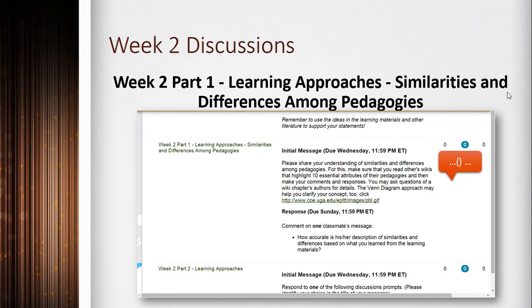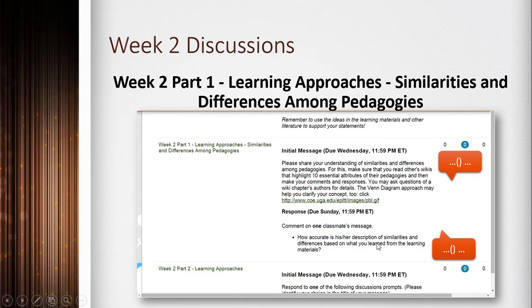For your initial message, take a look at those pedagogies and share your understanding of the differences among them. For the responses, compare and contrast what you said with the similarities and differences that your classmates found, and see how accurate their description of those similarities and differences is. Make sure you cite your sources as you're describing the similarities and differences you found.